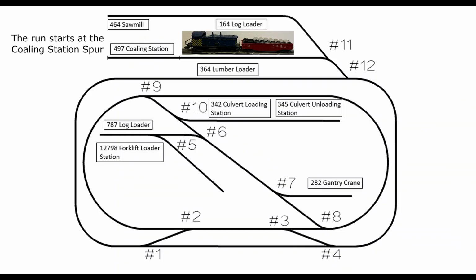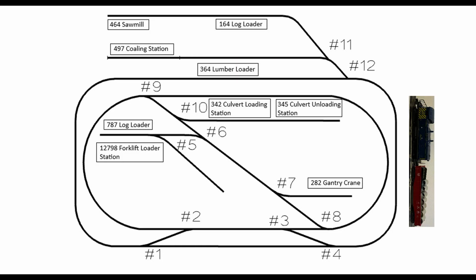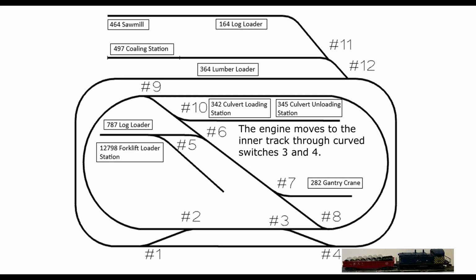The run starts at the coaling station spur. The engine starts and travels to the outer track through curved switches 11 and 12. The engine continues to move along the outer track until it reaches switch 4. Switch 4 is curved and the engine moves towards switch 3, which is also curved.